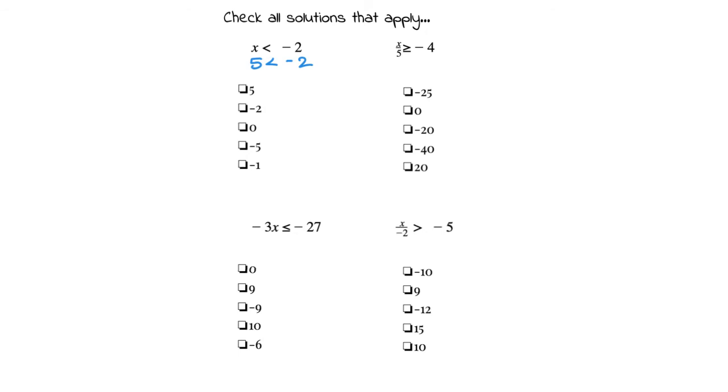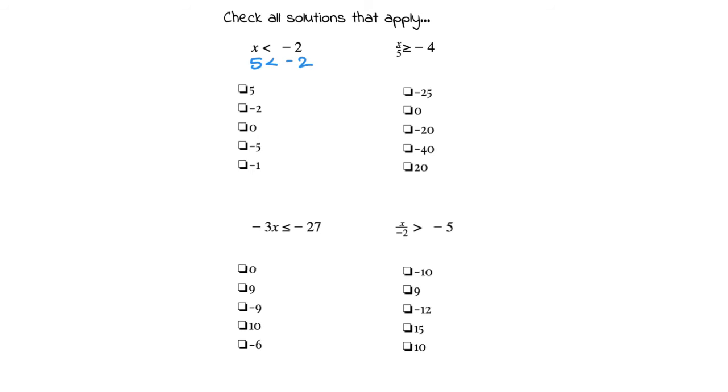Okay, next we have -2. So -2 is less than -2, which is also not true. They're equal, but it's not less than. So that one doesn't make sense. Okay, next we have 0. 0 is less than -2, and it's not.